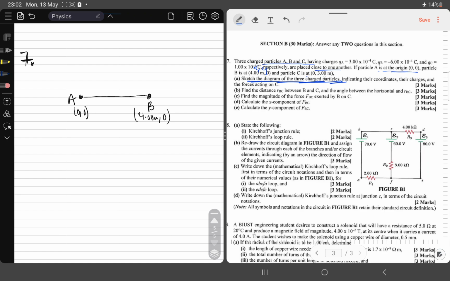And then C is at 0, 3. So it goes straight up 3, because it's positive 3 in the Y. So it's 0 in the X, then comma 3.00 in the Y. This is where it is.